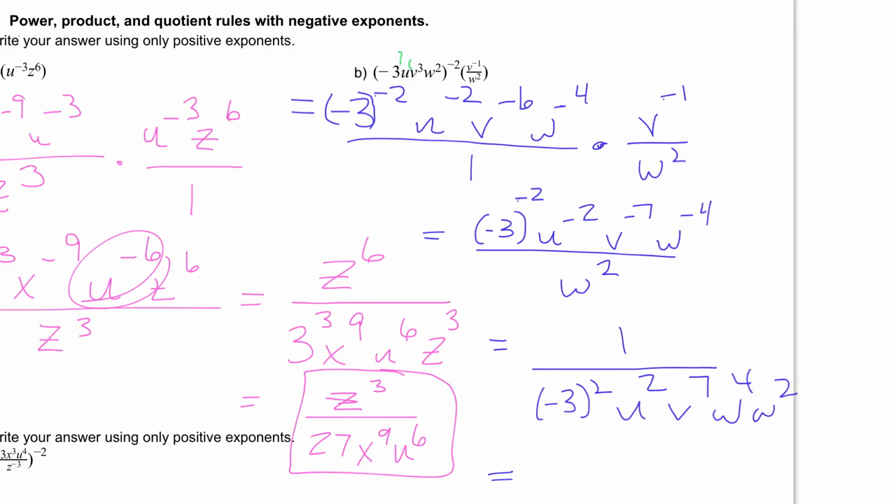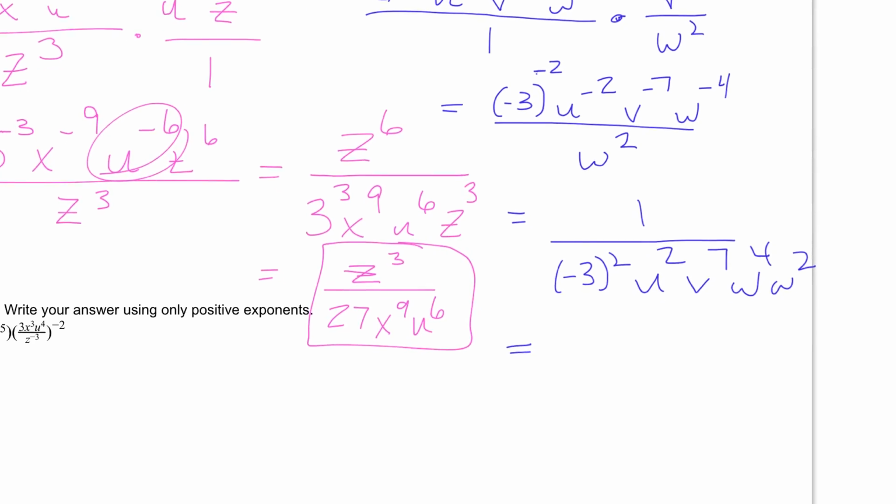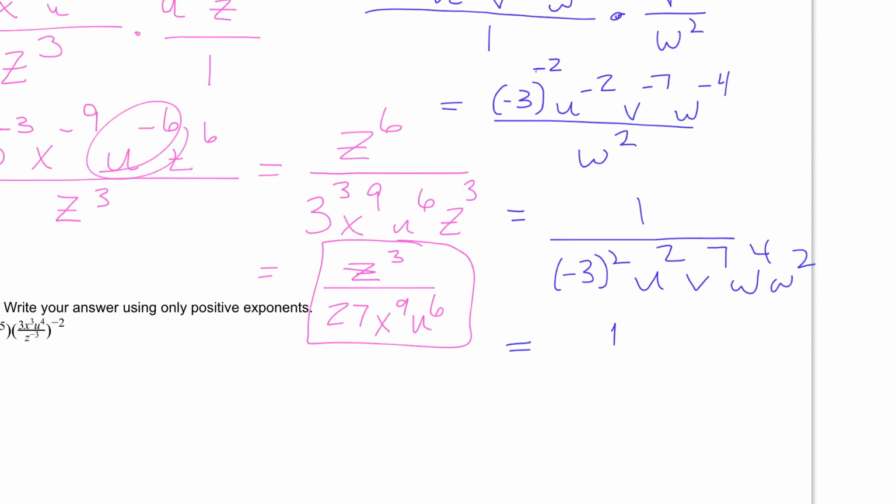And then we're just going to go ahead and evaluate. So on the top, we still have our 1. On the bottom, negative 3 to the second is going to be positive 9. We have u to the second with no other u's to combine it with, so u to the second stays down here.